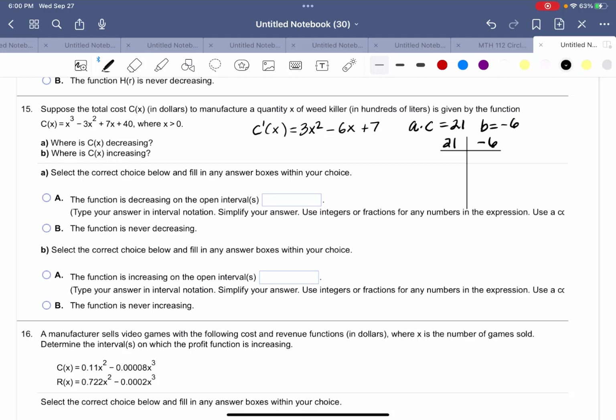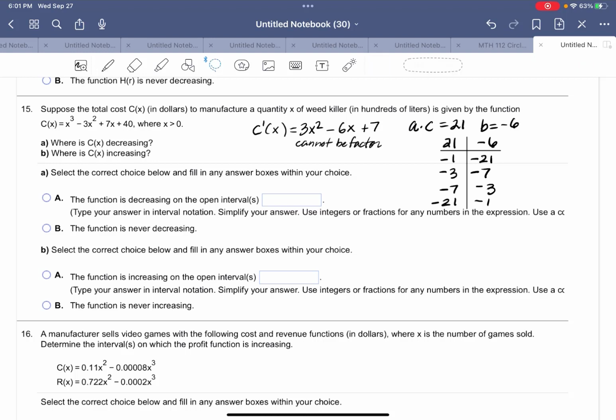Now, we could try to see if there are any by looking at a negative times a negative. That will give me 21, but that doesn't add to negative 6. A negative 3 and a negative 7 will give me positive 21, but it doesn't add to negative 6. Negative 7 times negative 3 is the same as the last one, which doesn't add to negative 6. And then the last pair of factors, negative 21 and negative 1, also will not add to negative 6. So this quadratic equation cannot be factored.